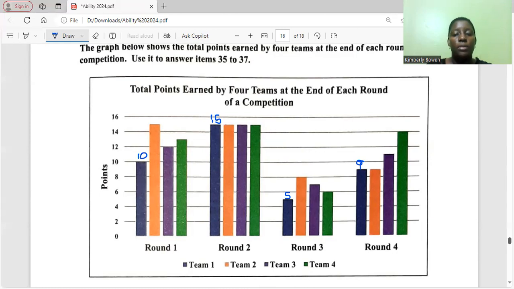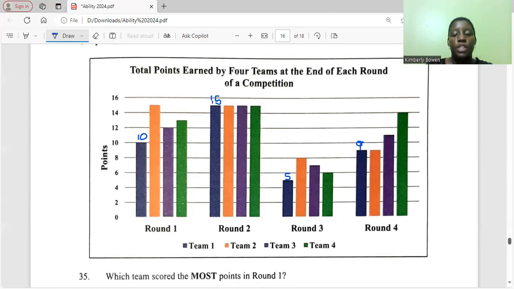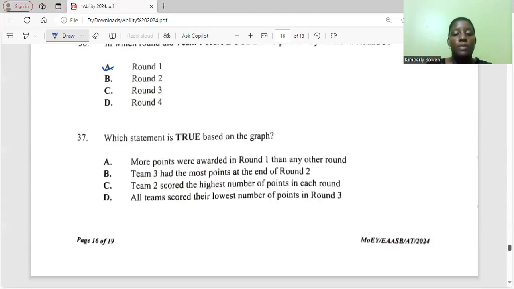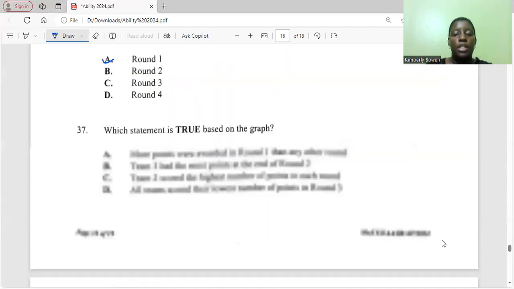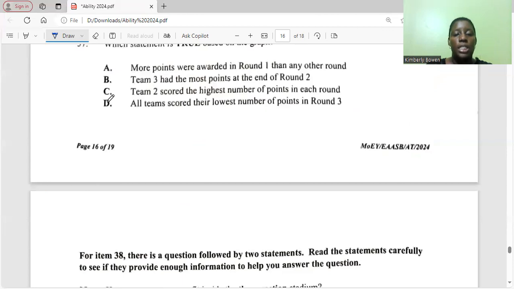Let's see, hold on. No, that's not true. Because in round 4, team 4 actually scored more. All teams scored their lowest number of points in round 3. In comparison to all the other rounds, yes, that is correct. Correct answer is E.